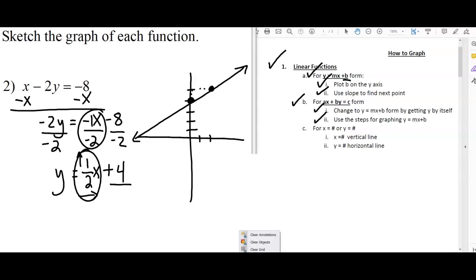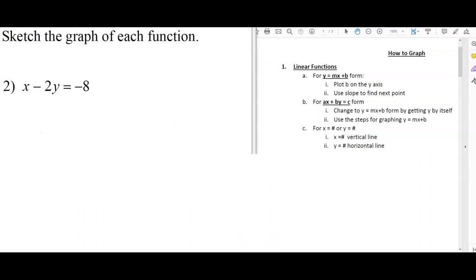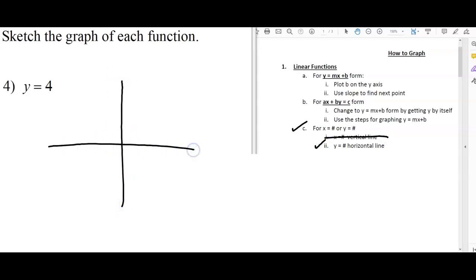Let's go ahead and move on to our next question here, number 4, which is also going to be a linear function. But this is one of the ones that look like this, where you have just x equals a number or y equals a number. So we're not going to use this information, but we will be using this one. When you have y equals a number, that's simply a horizontal line. So to graph y equals 4, basically I'm just going to go up 4 on the y-axis, and then I'm going to draw a horizontal line, and I'm done. That's the graph of y equals 4.